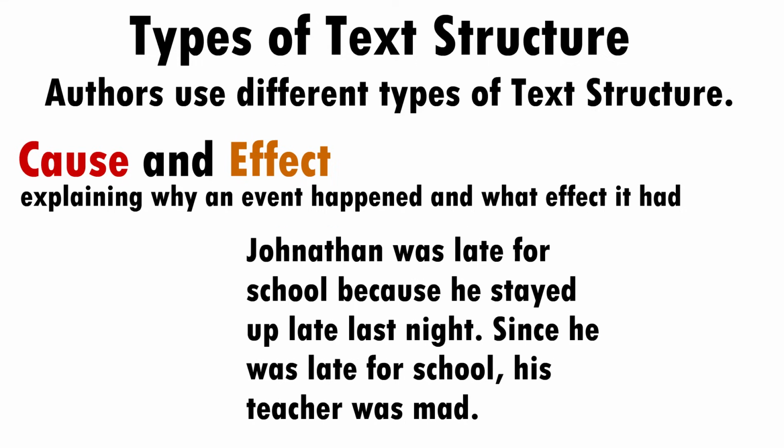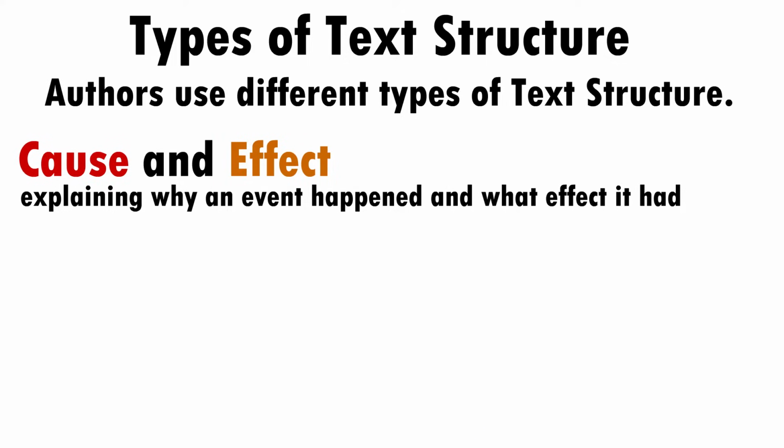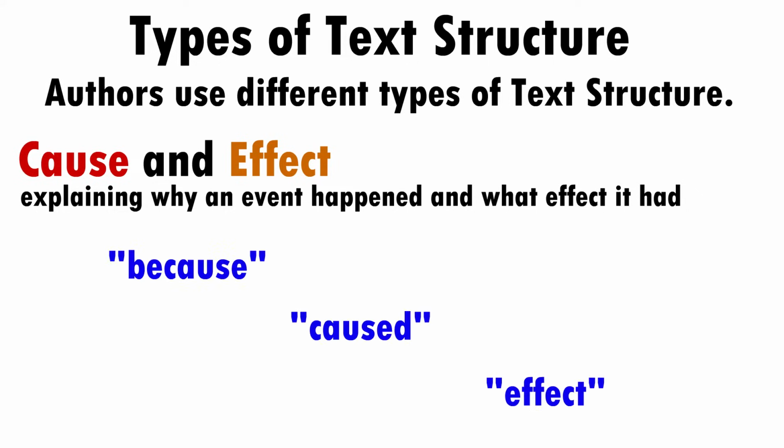We can see from this example that the cause for Jonathan being late for school was that he stayed up late last night, and the effect of him being late for school was that his teacher was getting mad at him. A lot of common words in text that help readers to identify this type of text structure are words like because, caused, or effect.